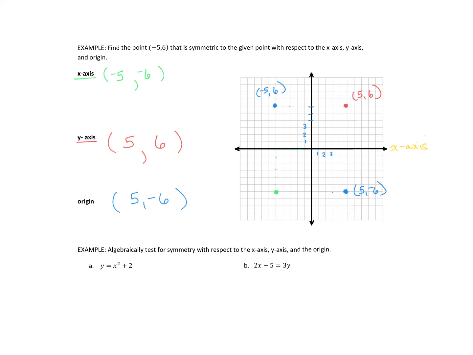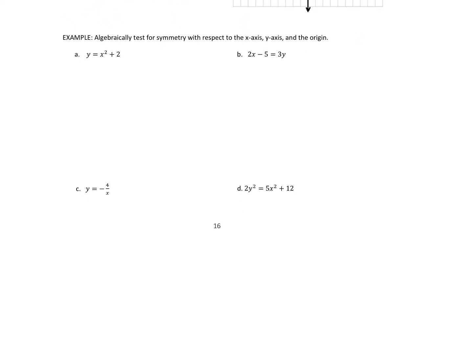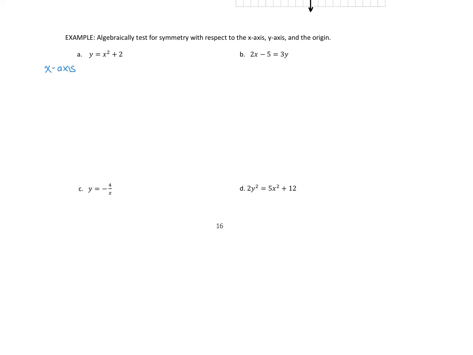So how do we look at an equation, because we can look at the graph pretty easily, and test for symmetry with respect to the x-axis, the y-axis, and the origin? So I am going to, for each one of these, test for x-axis symmetry, y-axis symmetry, and origin symmetry. So we know that for x-axis symmetry, we want to replace y with a minus y. That is now a different equation, so it does not have x-axis symmetry.